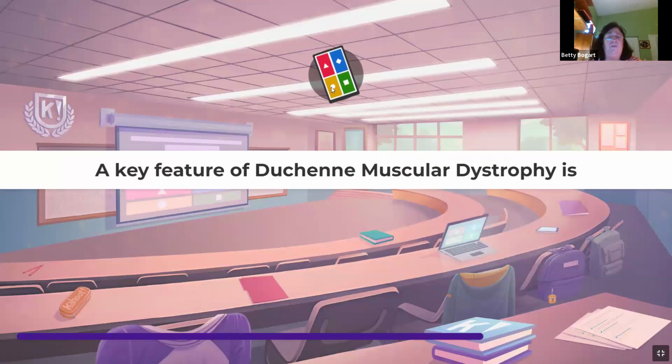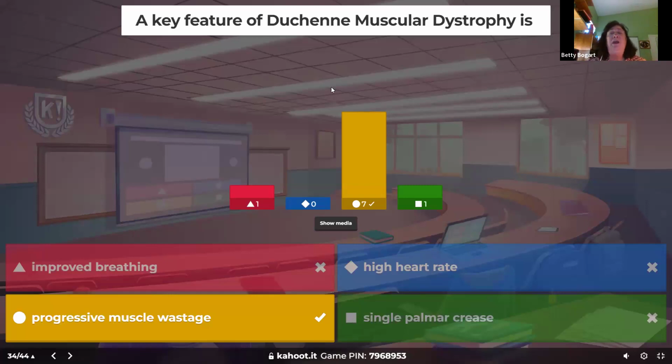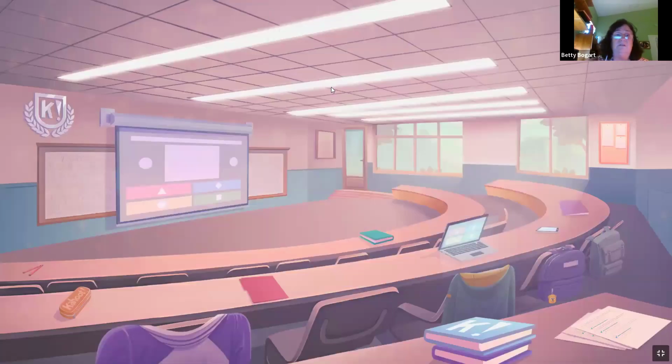A key feature of Duchenne muscular dystrophy is, and I love this picture, everything that you might see. Duchenne muscular dystrophy, muscles and dystrophy, that means a progressive muscle wasting. We know that Duchenne in the end is the muscles of the diaphragm and the heart, which fail. So heart and lungs fail, and that's why they usually die, usually in their teens.